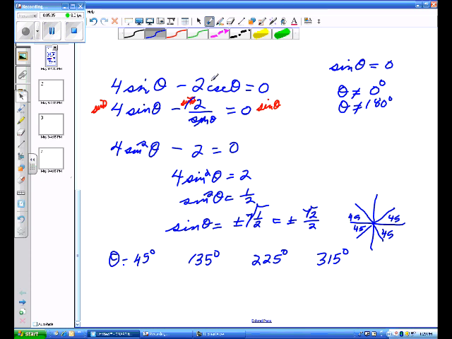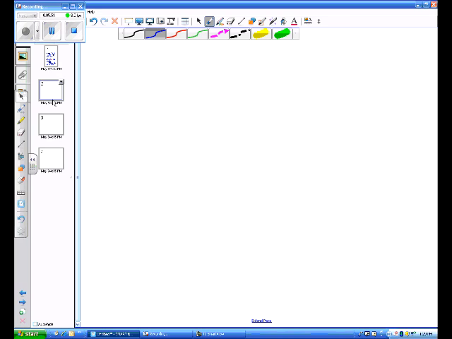So we had to do a reciprocal. And then we had to remember that if we're going to multiply through an equation by the common denominator, we have to eliminate those values from our solution set. Okay, let's take this one. We've got 2 sine theta plus sine of 2 theta.